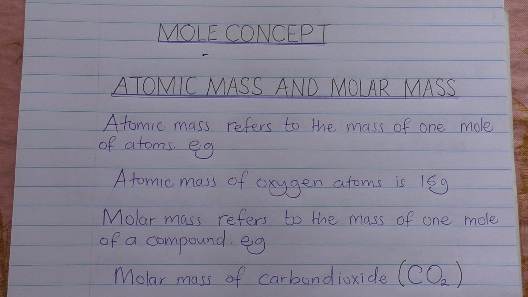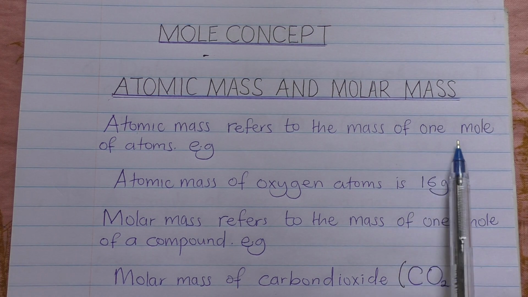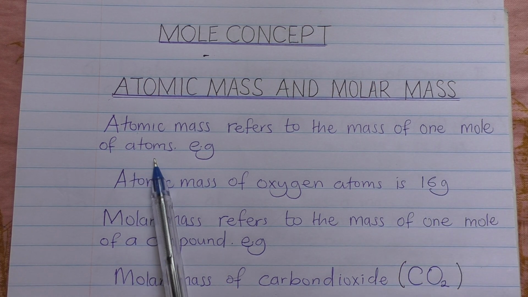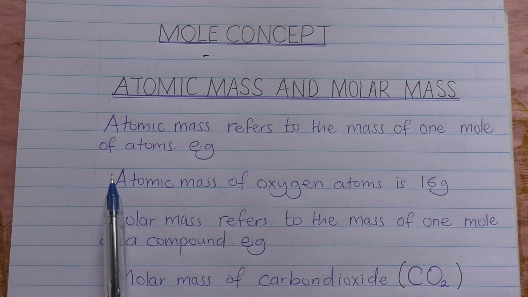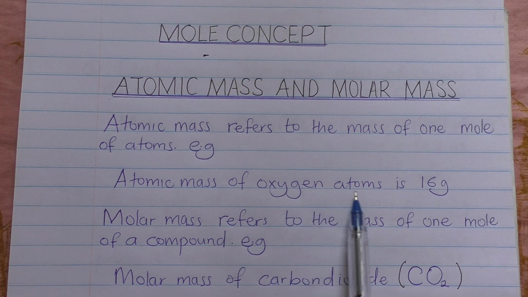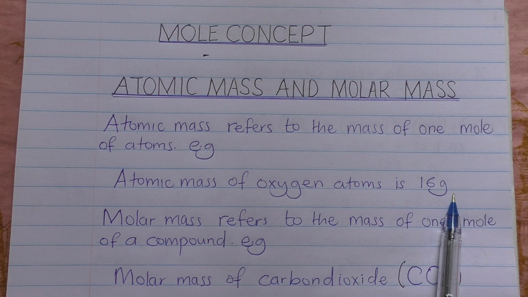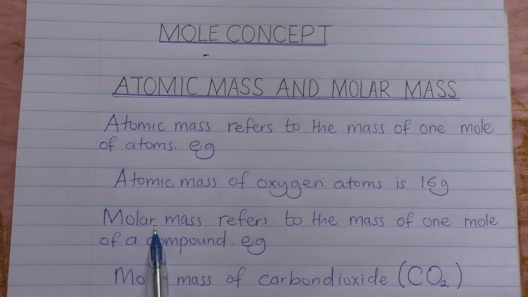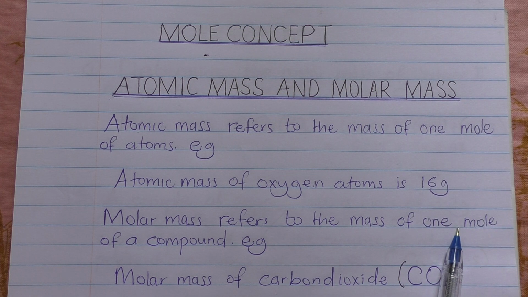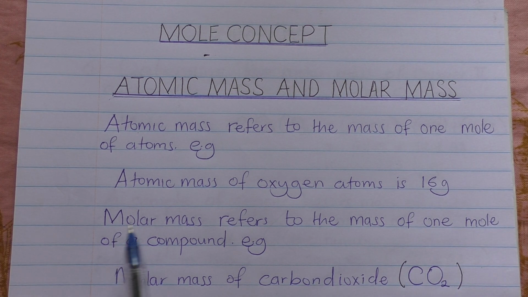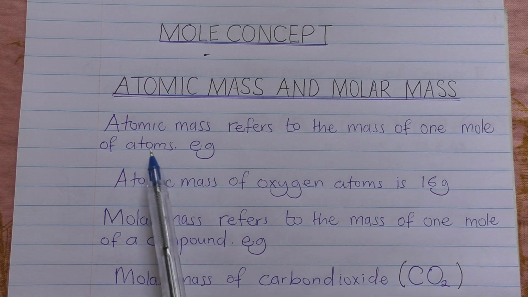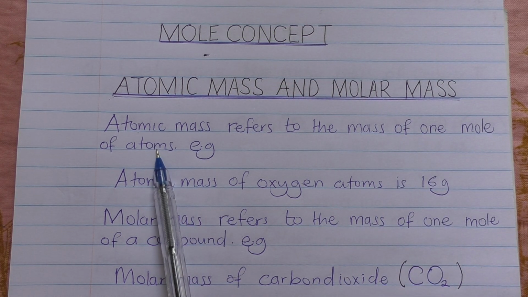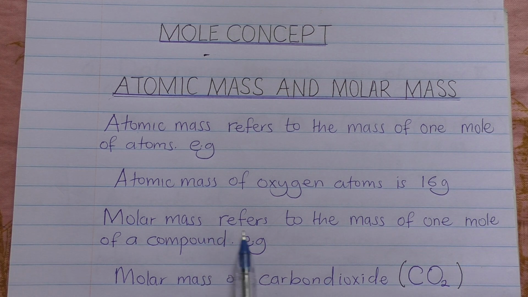Atomic mass is defined as the mass of one mole of atoms. For instance, the atomic mass of oxygen is given by 16 grams. And the molar mass is defined as the mass of one mole of a compound. The other one was 1 mole of atoms. That was atomic mass. Molar mass is the mass of 1 mole of a compound.